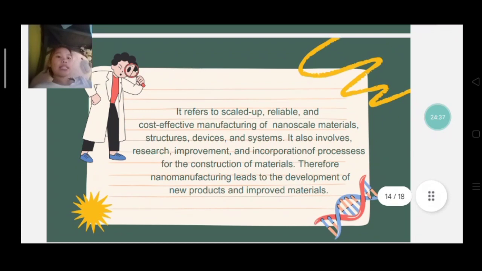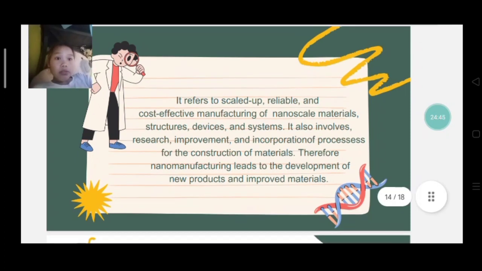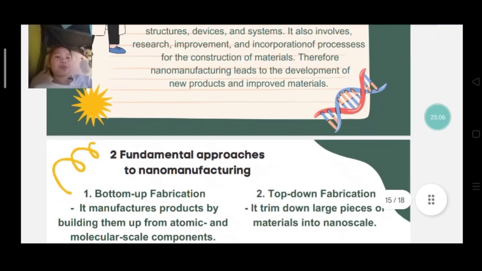Nanomanufacturing refers to a scaled up, reliable and cost-effective manufacturing of nanoscale materials, structures, devices, and systems. It also involves research, improvement, and incorporation of processes for the construction of materials. Therefore, nanomanufacturing leads to the development of new products and improved materials.